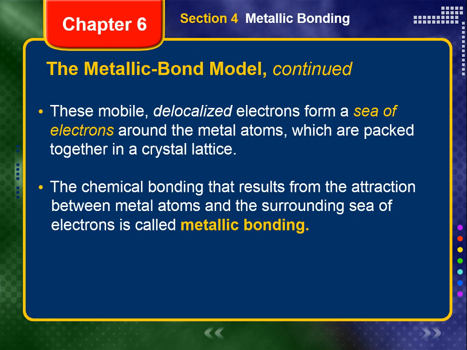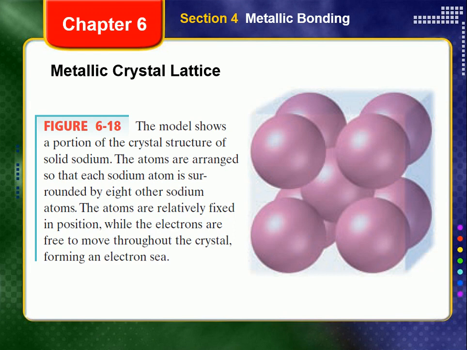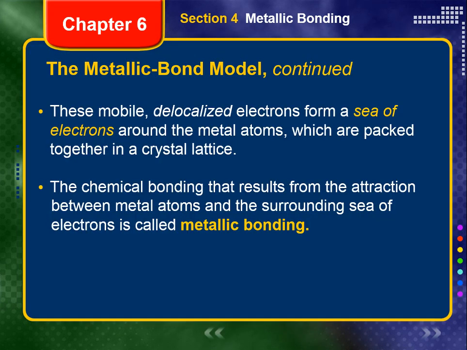These mobile electrons form a sea of electrons around the metal atoms, which are packed together in a crystal lattice, as is seen in figure 6-18 or on the screen now. This model shows a portion of the crystal structure of solid sodium. The atoms are arranged so that each sodium atom is surrounded by 8 other sodium atoms. The atoms are relatively fixed in position, while electrons are free to move throughout the crystal, forming an electron sea. The chemical bonding that results from the attraction between metal atoms and that surrounding sea of electrons is called metallic bonding.